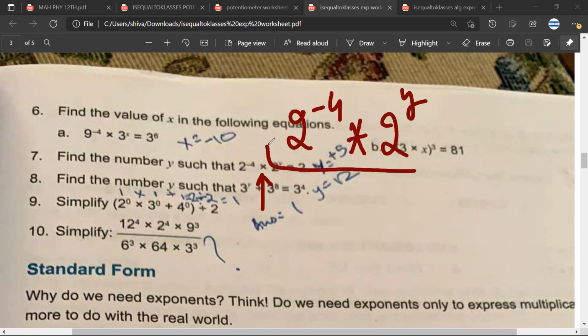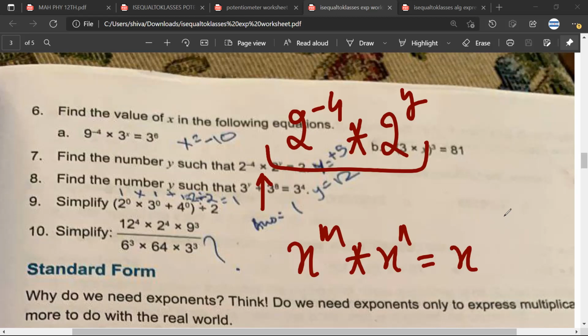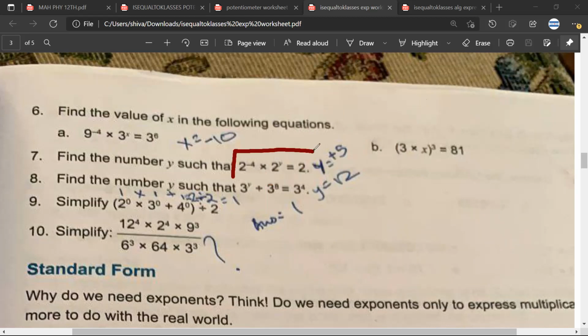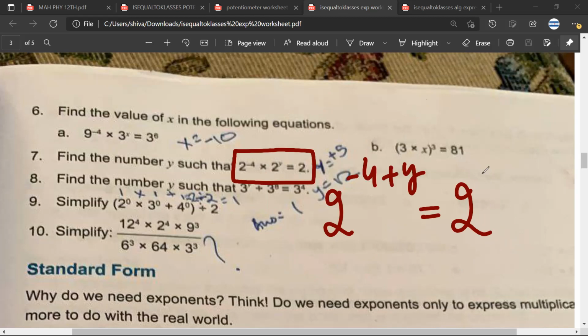So what does this remind me of? This reminds me of x raised to power m into x raised to power n, which is x raised to power, Mr. Sarthak? So m plus n. Mr. Satya, any doubt? No, sir. And that is what I'm doing: 2 raised to power -4 plus y is equal to 2 raised to power... This 2 can be written as 2 raised to power 1. Mr. Sarthak, do you agree?